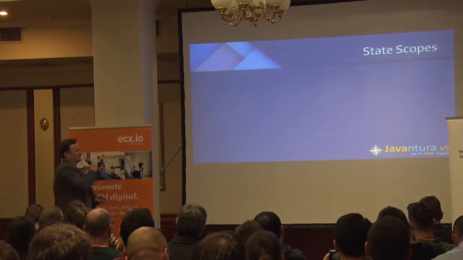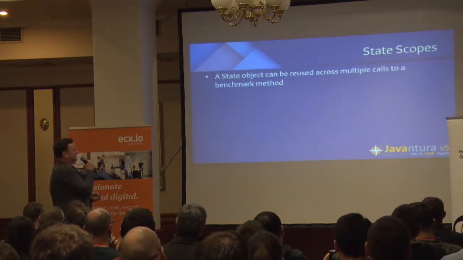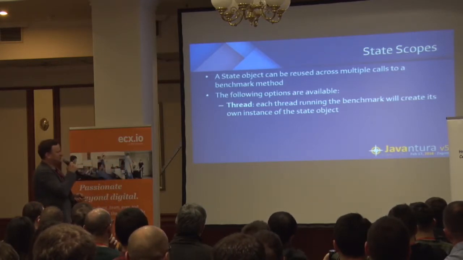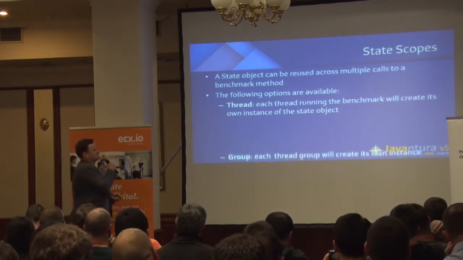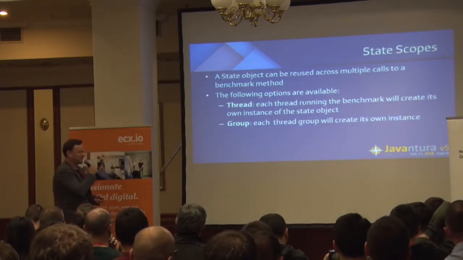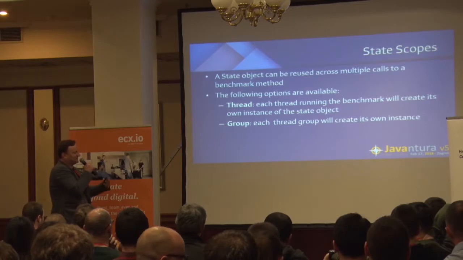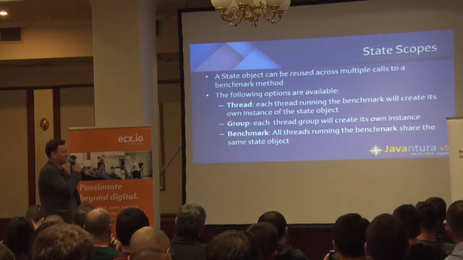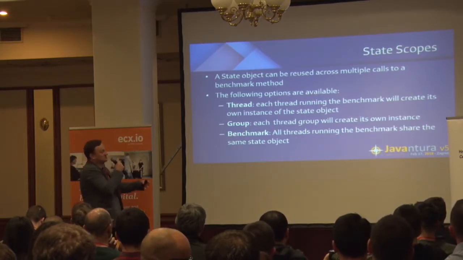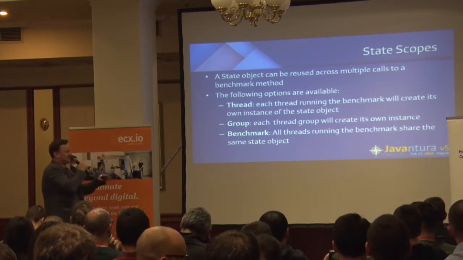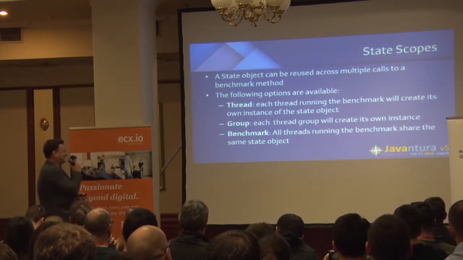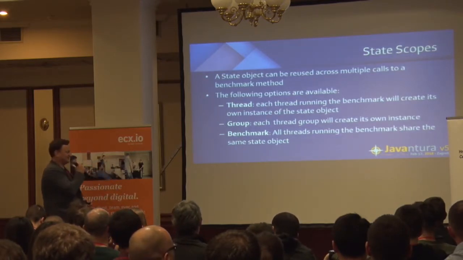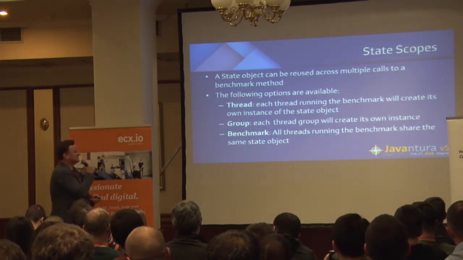Okay. There are also state scopes that you can choose from. For example, the first one is thread scope. Thread scope means each thread running the benchmark will create its own instance of the state object. Group, maybe you have a group of threads and you have to use them all to measure their performance. And the last one is benchmark. All threads running the benchmark share the same state object, maybe like an initial state for all your tests. Like in the JUnit world, you have a setup method that is called before every single test method in the class, so you can get the same behavior.